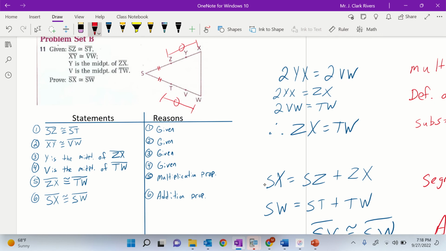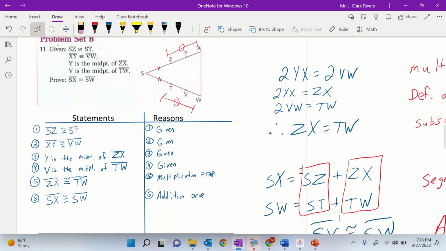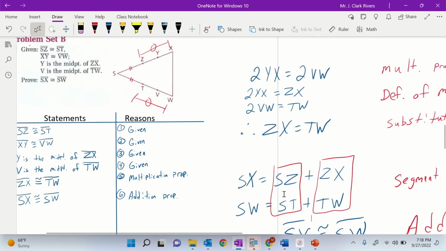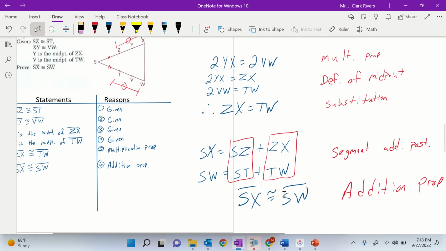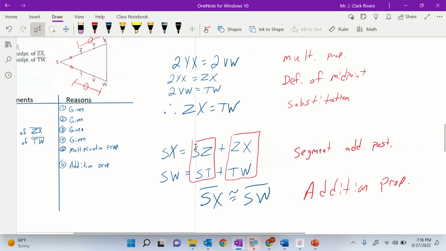SZ is congruent to ST, that was given to us. So we have congruent segments there being added to congruent segments. We just proved that ZX is congruent to TW. So when congruent segments are added to congruent segments, that is the addition property. Their sums must be congruent, right? So the segment addition postulate shows us here that SX is equal to SZ plus ZX, and SW is equal to ST plus TW. That's the segment addition postulate.